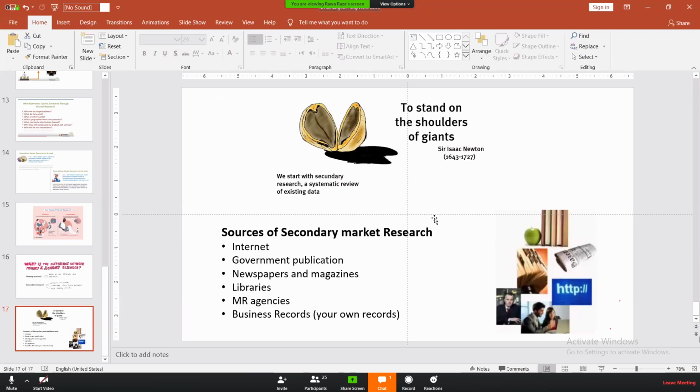Sir, does every new business use secondary market research as their first research? Well, it depends on the business and what they want. Obviously, if you combine both secondary and primary, it would make it more accurate. So that was a good question. It validates your information, Adan.